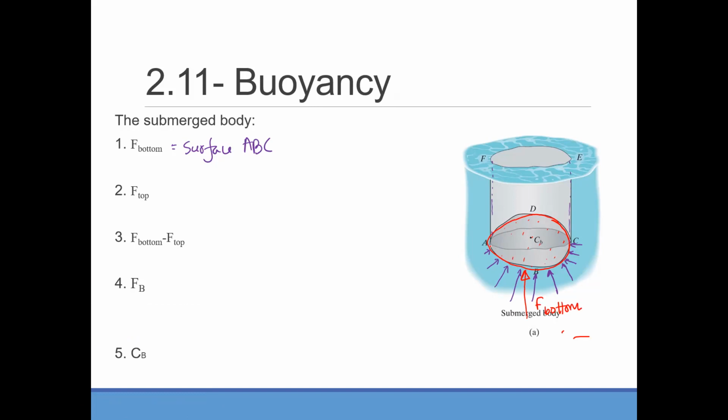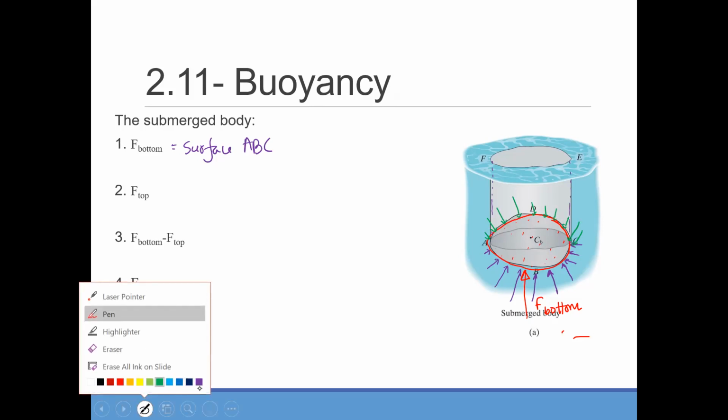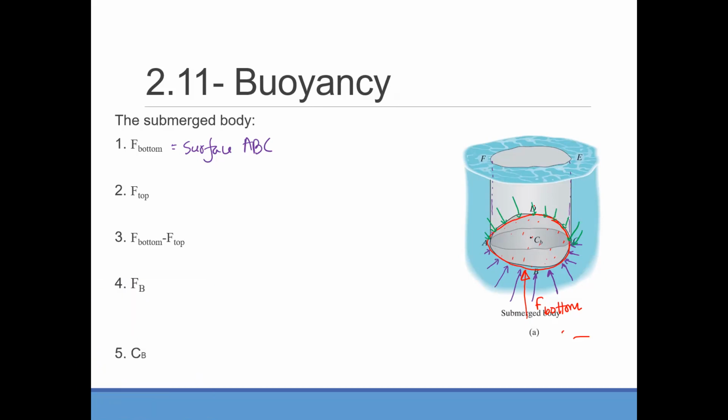Okay. Now there is a top surface, which is ABC. Obviously, there will be force also. The distribution of the pressure is something like that. Okay, and there will be a resultant force also, which is F top. So for surface A, B, C, that is the force you can see there.